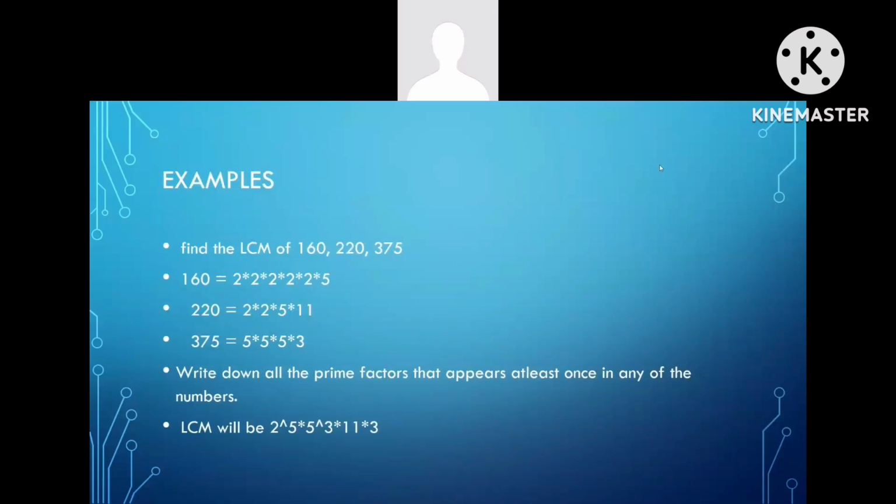Let's discuss an example of LCM. Find the LCM of 160, 220 and 375. 160 can be written as 2 power 5 into 5. 220 can be written as 2 square into 5 into 11. 375 can be written as 5 cube into 3. Write down all the prime factors that appear at least once in any of the numbers. Then the LCM will be 2 power 5 into 5 power 3 into 11 into 3.